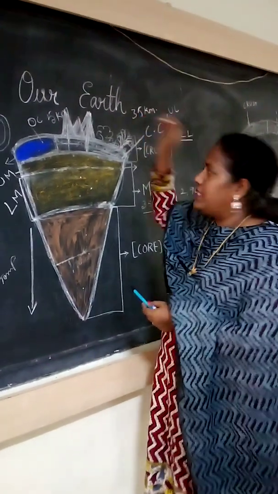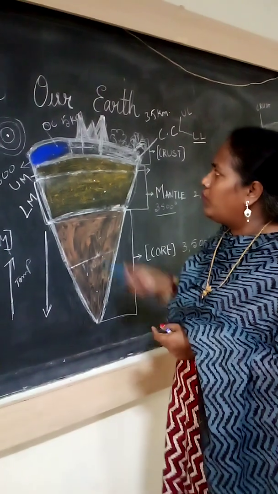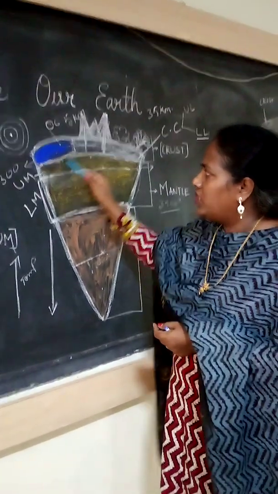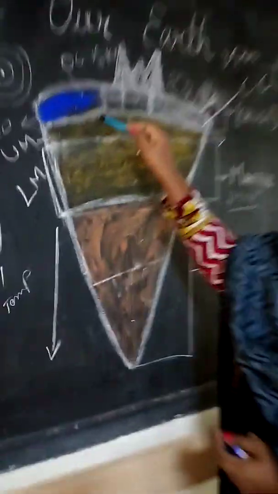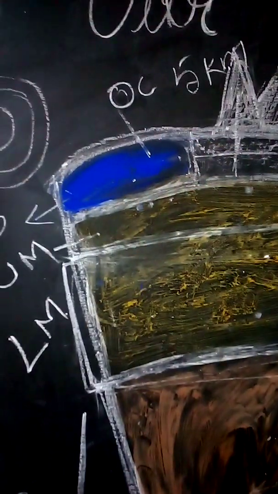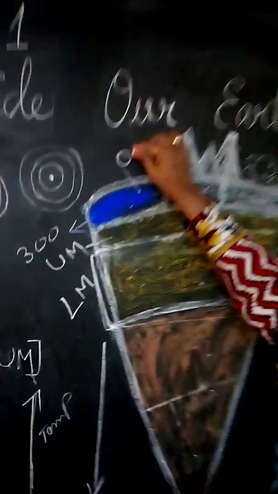35 average. Now we will come to the oceanic crust. The oceanic crust thickness is only 5 kilometers.